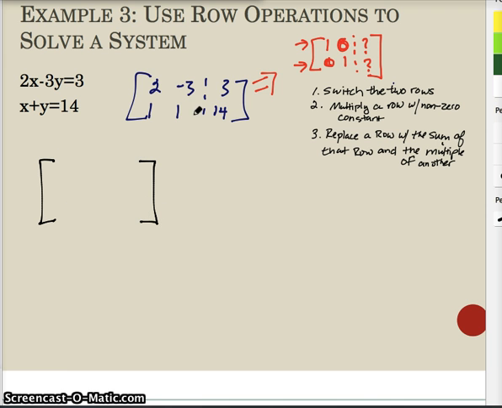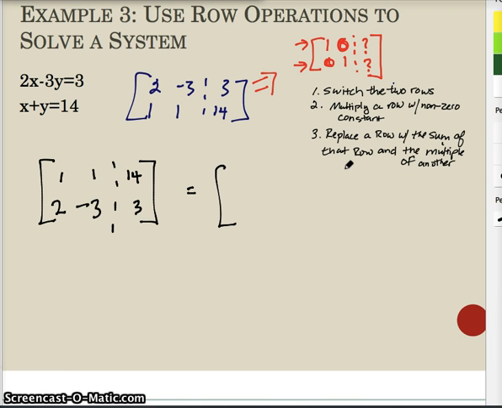The first thing that I see is I want a 1 here, and the easy way to get it is to switch. So I'm going to switch the values and put 1, 1, 14 at the top, and then 2, -3, 3 at the bottom. The next thing I'm going to do is see if I can get this to cancel out to be a 0, because that's a real nice way to get the 1, 0 situation. In order to do that, I'm going to multiply the first row by -2 and add that to this row so I can replace it and get a 0 here. Again, this is me using rule number 3.